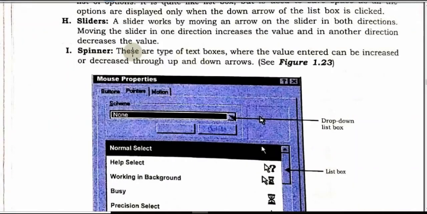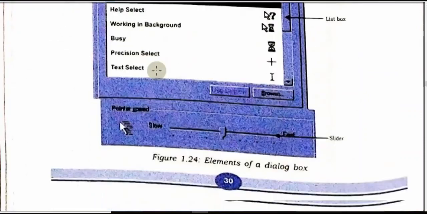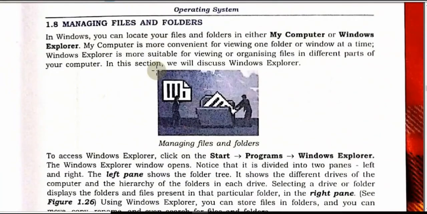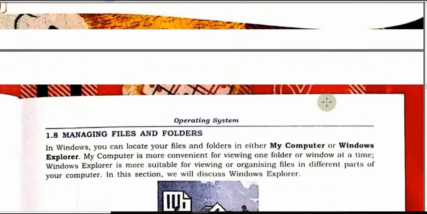Next is a spinner. These are of text box where value entered can be increased or decreased by any mean. So there are many type of spinners. Let me check another option for you, and students, please realize that I am doing this for you very elegantly, and you can see while giving you the theory I am also providing you the practical demo live. So please check this increase decrease box.